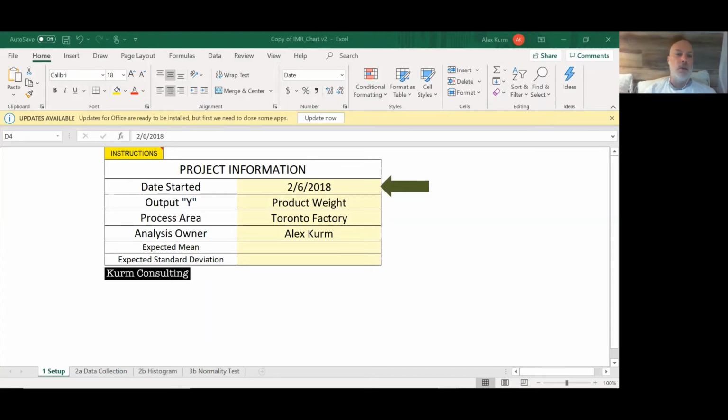Okay. So when you open up the tool for the first time in Excel, you fill out the setup tab. It's a good idea to put in the date that the sample or the date that your analysis was taking place. What is the actual output that you're measuring? In this case, it's product weight.